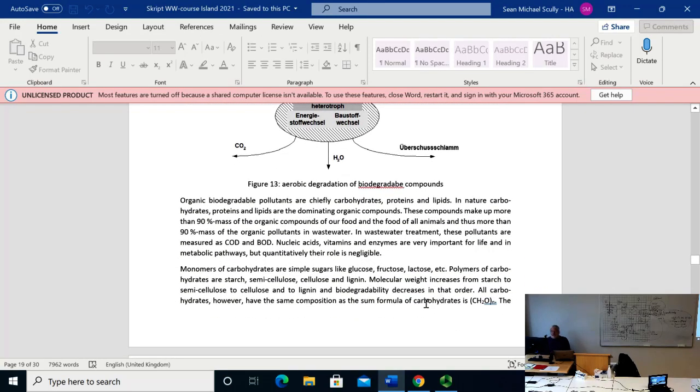Now, organic biodegradable pollutants are chiefly carbohydrates, proteins, and lipids. In nature, carbohydrates, proteins, and lipids are the dominating organic compounds. These compounds make up more than 90% of the mass of the organic compounds of our food and the food of all animals, and thus more than 90% of the organic pollutants in wastewater. In wastewater treatment, these pollutants are measured in the form of COD and BOD. Nucleic acids, vitamins, and enzymes are very important for life and metabolic pathways, but quantitatively their role is negligible.